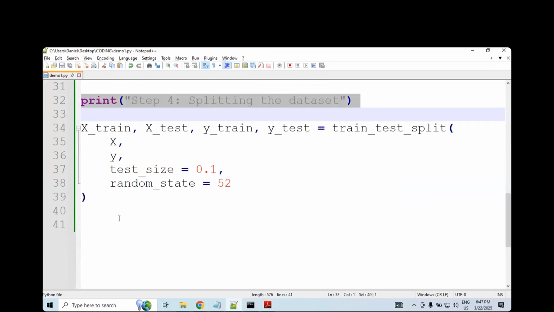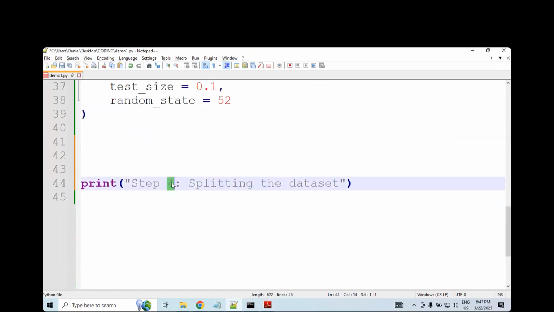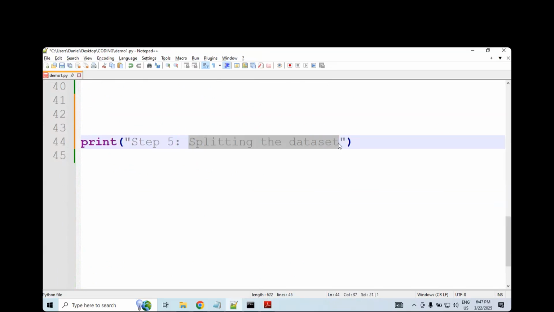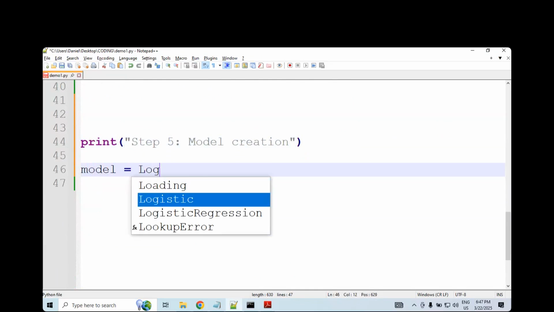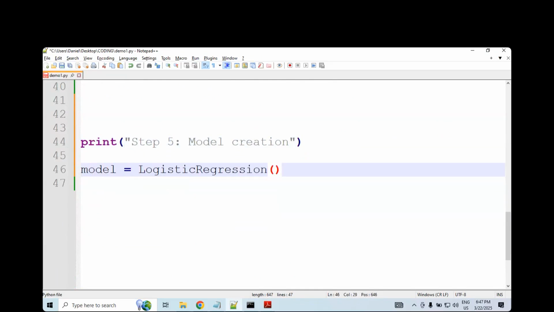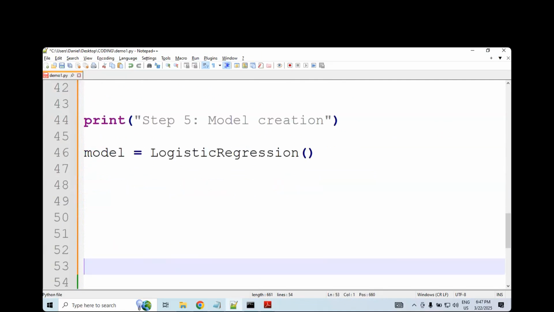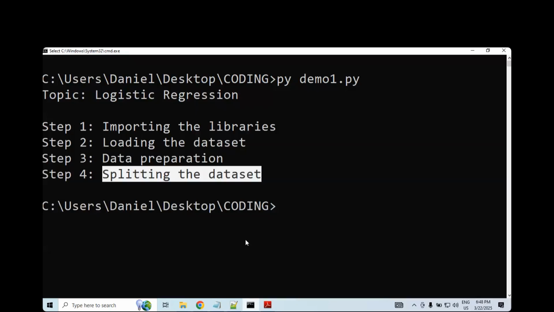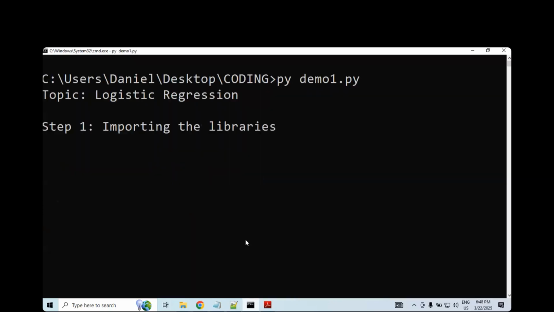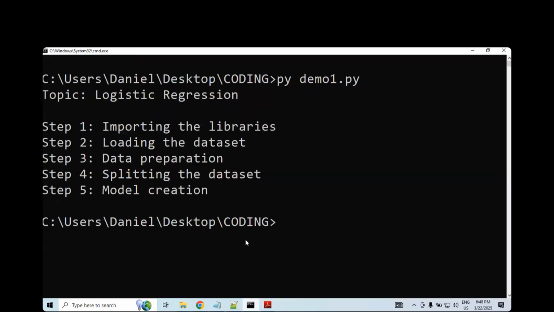Model creation. Step number 5, model creation. Model equals LogisticRegression. Very good. This one is the algorithm. Many people may think that machine learning means we need to write an algorithm. Actually, the beauty is that the algorithm is already available. They have created it with a class. Of course, a class is code. How to create a class? If you understand this, you need not create it by hand. Algorithms are already ready and available. This is something like ordering food.